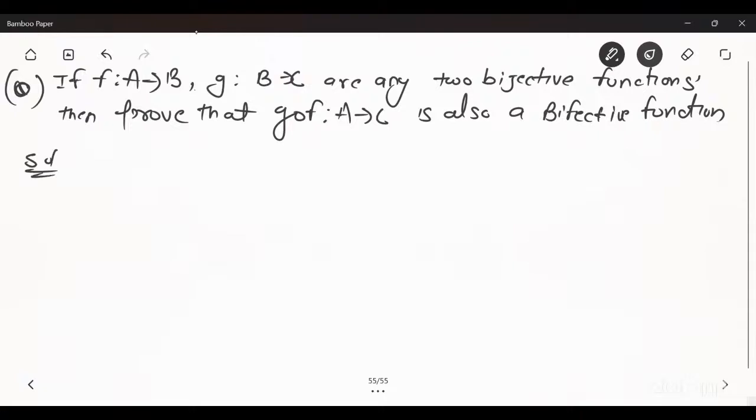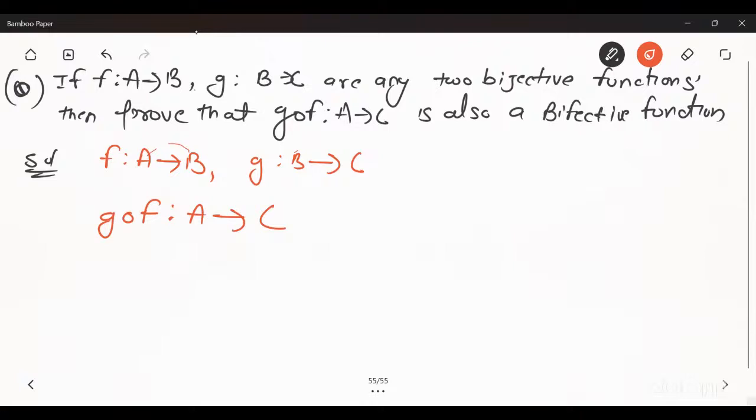Now see the solution. It was given that f is from A to B and g is from B to C. Now what is g of f? F is from A to B, then g is from B to C. So g of f is defined from A to C. Firstly, the domain of the first function comes and the range of the second function will come. So g of f will be from A to C. So first we have to prove that g of f is a bijective function.